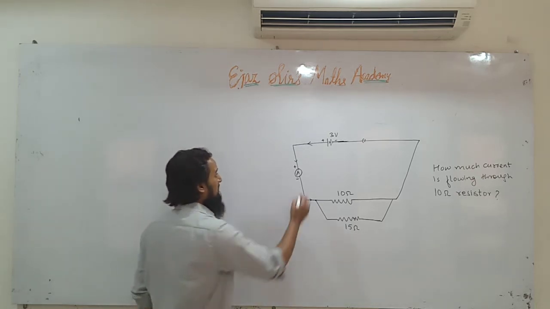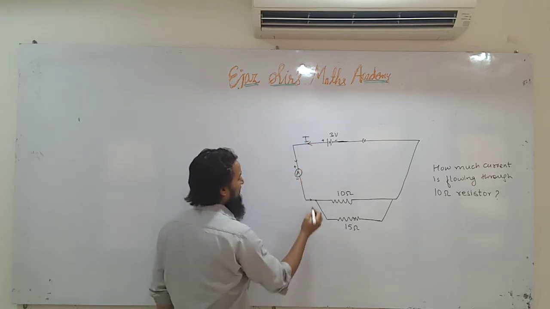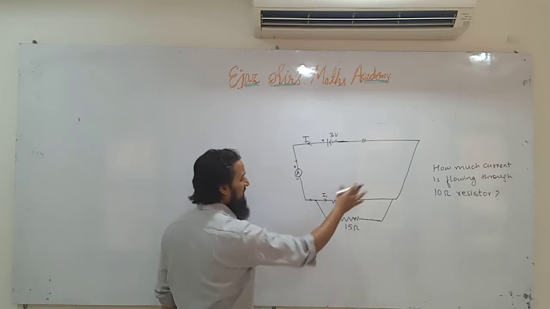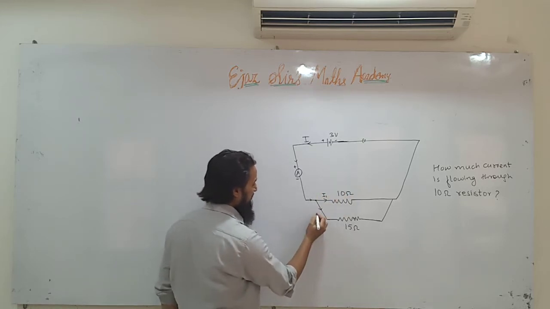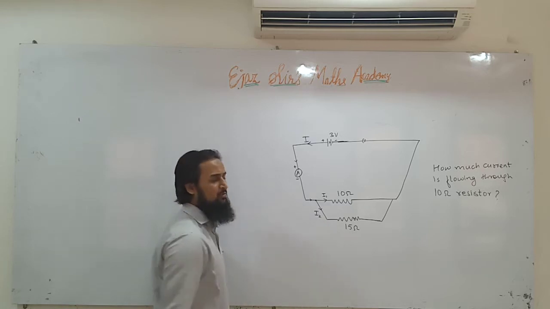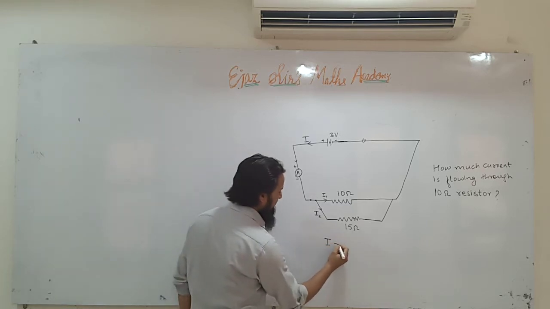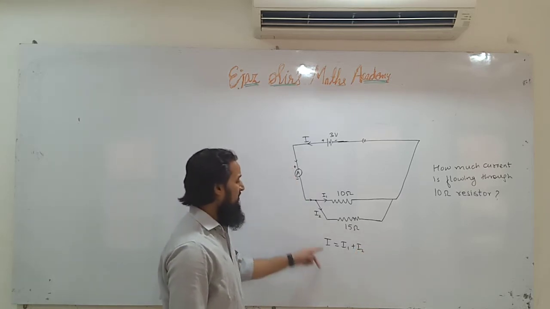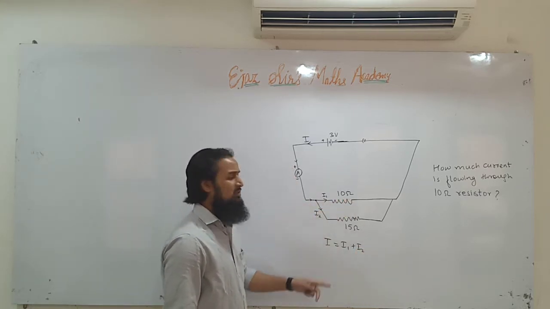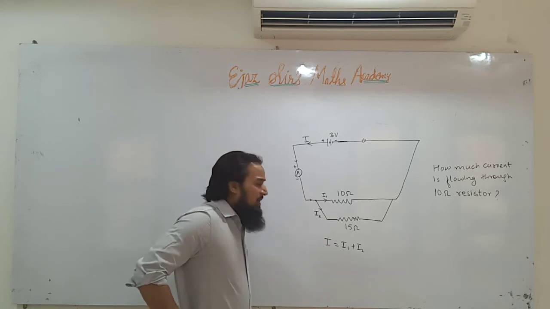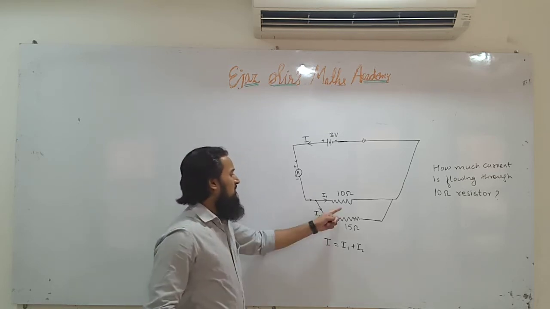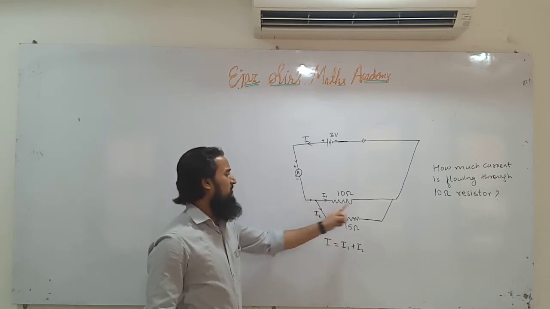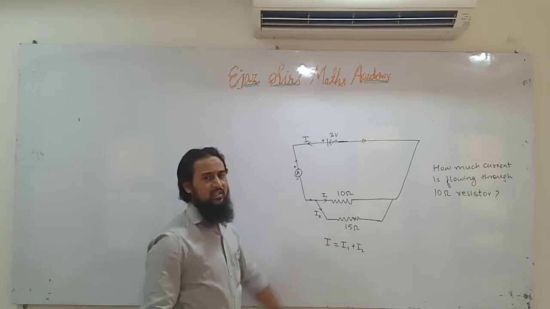We know that the total current supplied by the battery is I. The current will be divided into two branches. Let us suppose current I1 will pass through the 10 ohm resistance and current I2 will pass through the 15 ohm resistance, and total current I is equal to I1 plus I2. What do you think? More current will pass through 10 ohm or 15 ohm? More current will pass through the 10 ohm resistance, because resistance is low, current will be more. So we know I1 will be greater than I2.